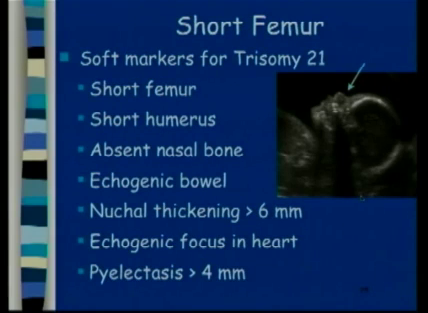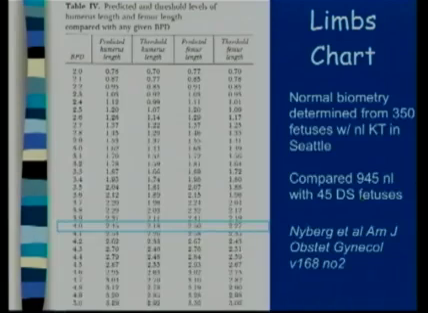Okay, on the other hand, what do you do when you have a short femur? Well, you go looking for other markers of trisomy 21. You look for a short femur, a short humerus, an absent nasal bone, echogenic bowel, nuchal thickening greater than 6 millimeters, an echogenic focus in the heart, and pyeloectasis, which is just a little bit of renal dilatation, which has to be greater than 4 millimeters to be an aneuploidy risk factor.